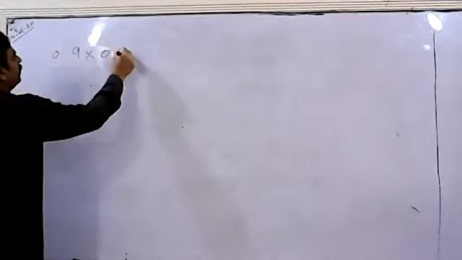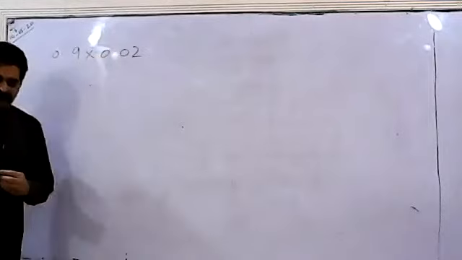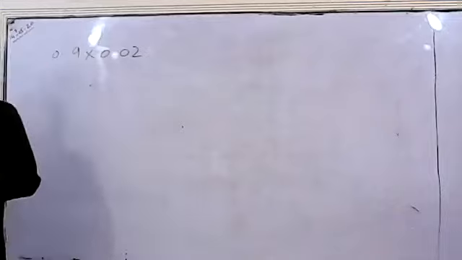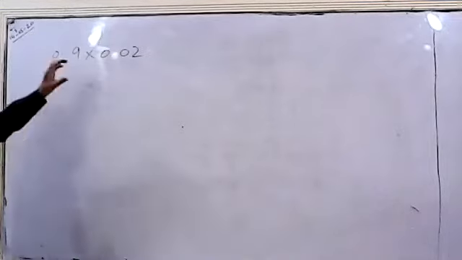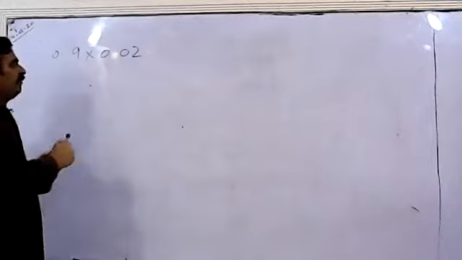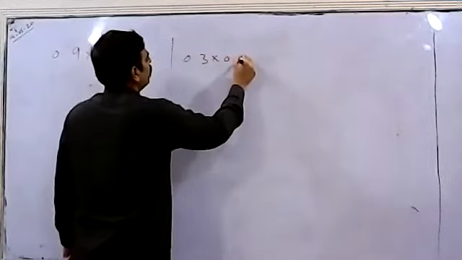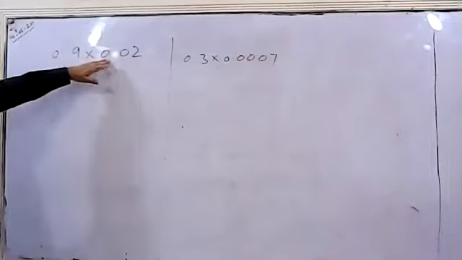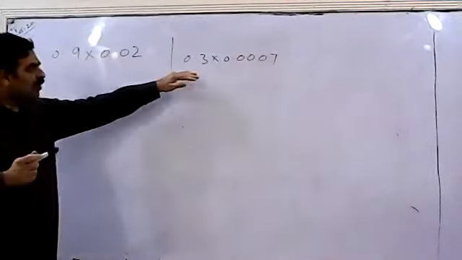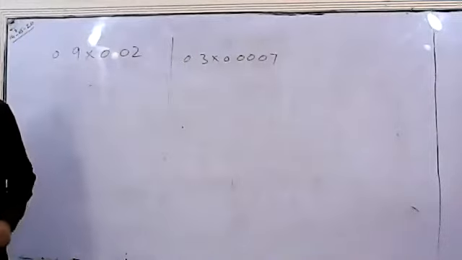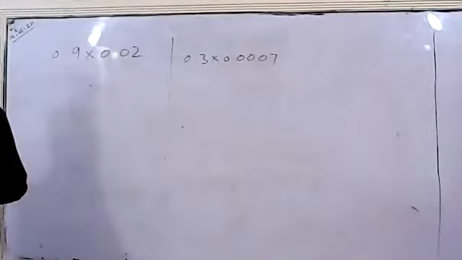0.9 multiplied by 0.02. Multiplication in decimal numbers or decimal fractions. Students, this question is of only 1 mark. One more we can write: 0.3 multiplied by 0.007. I have written two questions, 0.9 multiplied by 0.02 and 0.3 multiplied by 0.007. I will tell you today the easiest way to multiply these decimal numbers.